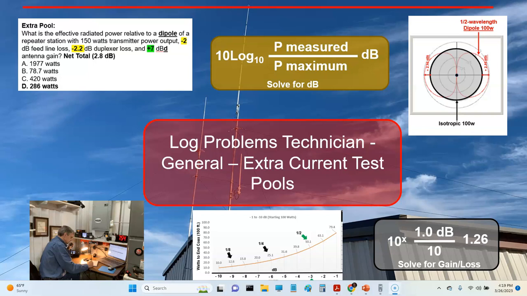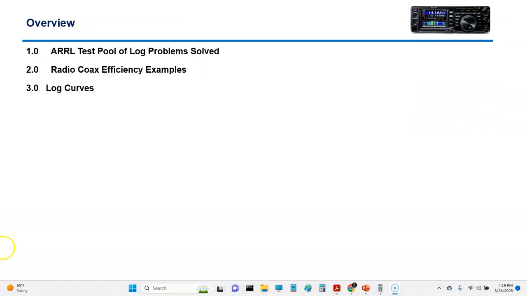Got a video today. I'm going to go over some log problems that you are going to see in the Technician, General, and Extra. What I did was I went through and extracted all the log related problems from the test pool, and I'm going to solve all of those today for you. And we'll go through and, of course, do the log problems. If we have time, we'll look at some radio coax efficiencies, and then lastly, we'll look at some log curves.